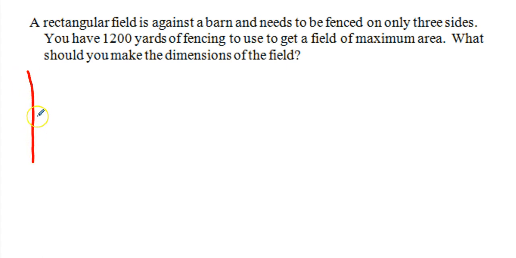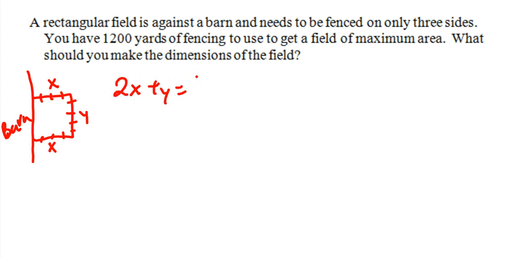So if I have a barn and then I have a rectangular field against it. So here's where my barn is. And it's a rectangle, but again, we don't need fencing right here, only on 3 sides. So we have 1,200 yards of fencing, so this is regarding the perimeter. So we have 2 x's and a y for our fencing of 1,200.